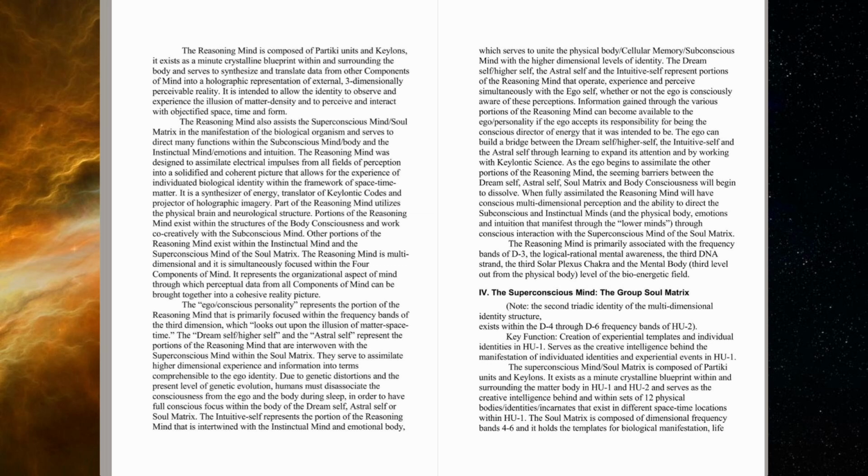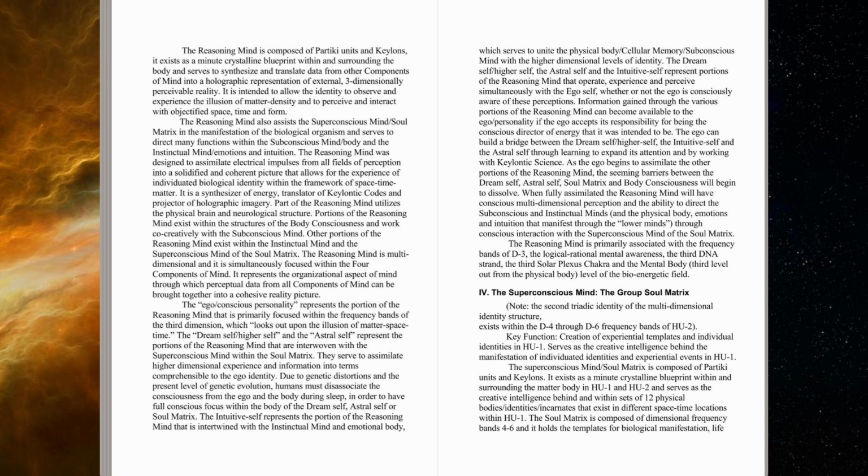Information gained through the various portions of the reasoning mind can become available to the ego personality if the ego accepts its responsibility for being the conscious director of energy that it was intended to be. The ego can build a bridge between the dream self, higher self, the intuitive self, and the astral self through learning to expand its attention by working with Keylontic science. As the ego begins to assimilate the other portions of the reasoning mind, the seeming barriers between the dream self, astral self, soul matrix, and body consciousness will begin to dissolve.